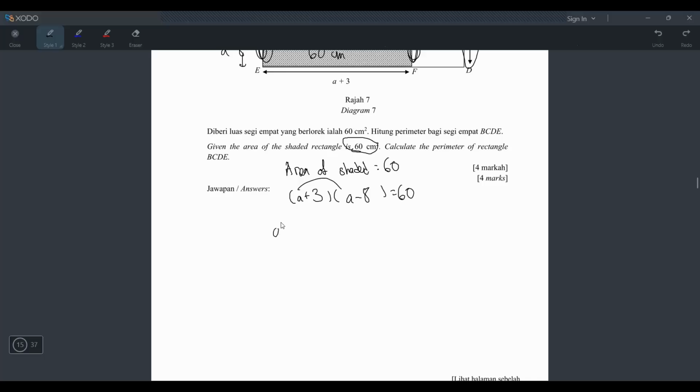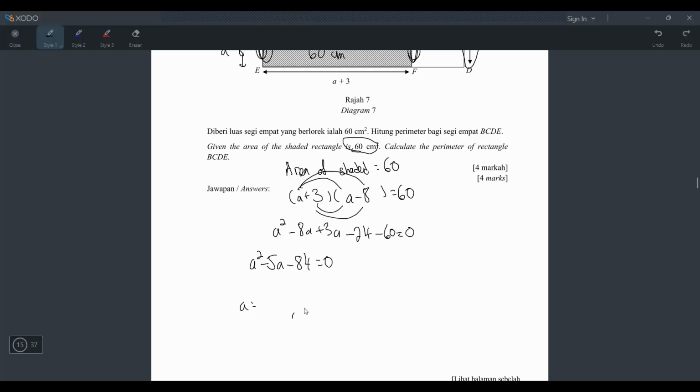So a times a will be a squared. a times negative 8 is negative 8a. 3 times a is 3a. 3 times negative 8 is negative 24. And the 60, I'll move it here, so minus 60. Why move it? Because I see a square, and a quadratic means everything on one side equals 0. If you don't move it now, later you have to move it anyway. Negative 8a plus 3a is negative 5a. Negative 24 minus 60 is negative 84, equals 0.